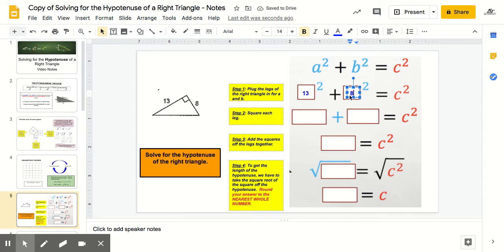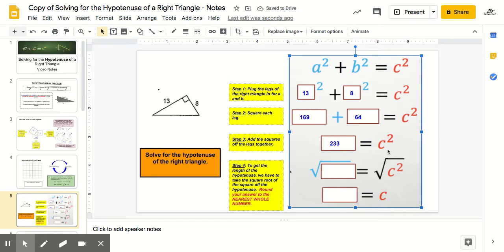After you plug in those legs, you then have to square each of the legs. So if I square each of the legs, 13 squared is 169 and 8 squared is 64. Then we have to add these two together, which is step 3. So 169 plus 64 is 233. So we have 233 is equal to c squared.